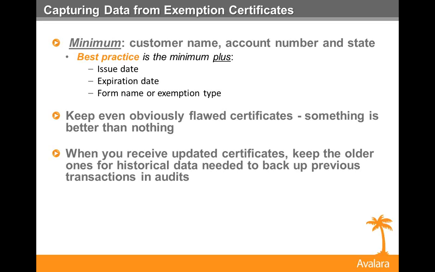So capturing data from exemption certificates, what's the minimum amount of information that you need? Well, you need the issue date, the expiration date, and a form name. You need the customer account name, the account number, and the state that it's for. Even if you've got a certificate that you know is wrong, it's best to keep it, because sometimes you may have an auditor that's feeling lucky and feeling nice, and he may allow that certificate even though it's not dated or they didn't put in their ID number.